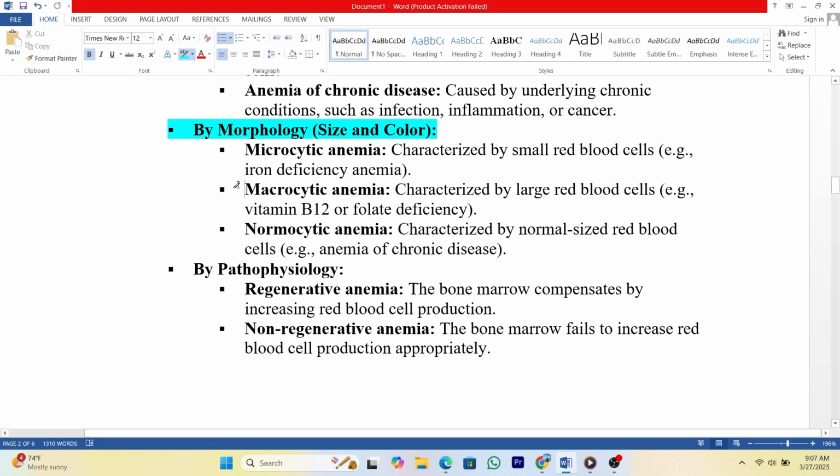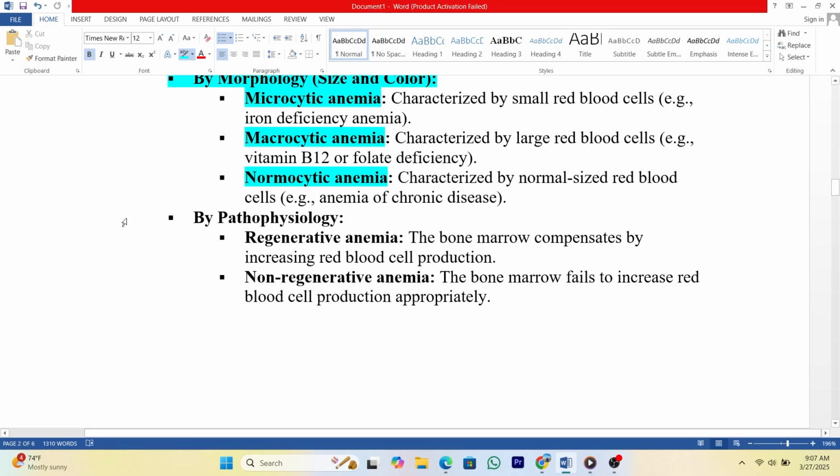Macrocytic anemia, characterized by large red blood cells, e.g., vitamin B12 or folate deficiency. Normocytic anemia, characterized by normal-sized red blood cells, e.g., anemia of chronic disease.